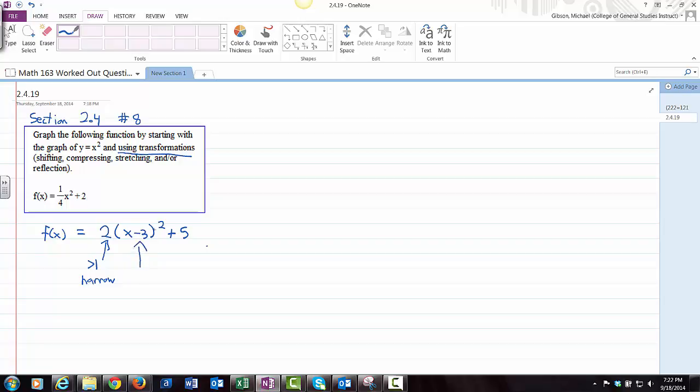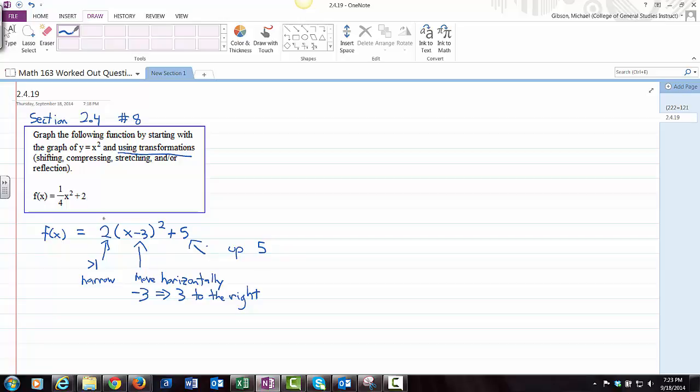Numbers on the inside of the square, numbers that are in with the x if the whole thing gets squared, that's considered the inside of the function. What you do there is you move horizontally, and it's kind of backwards. Minus 3 means 3 to the right. Okay? If it was plus 3, it would have been 3 to the left. And then adding or subtracting a number here on the outside means up 5.